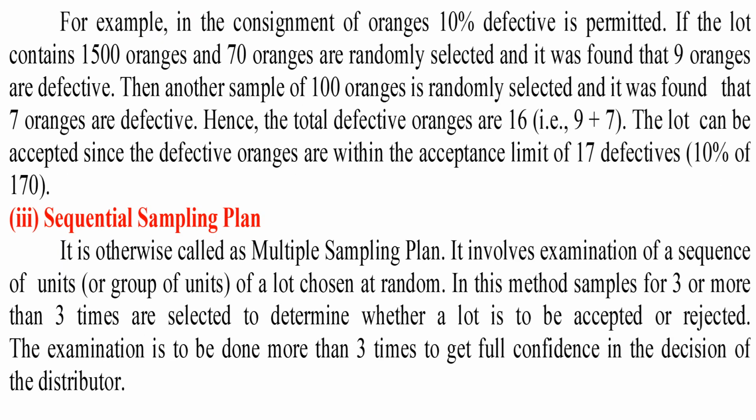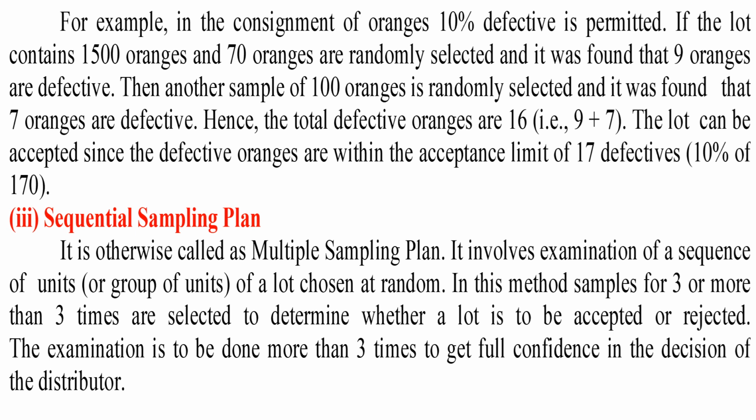For example, in the consignment of oranges, 10% defective is permitted. If the lot contains 1500 oranges and 70 oranges are randomly selected and it was found that 9 oranges are defective. Then another sample of 100 oranges is randomly selected and it was found that 7 oranges are defective. Hence, the total defective oranges are 16, that is, 9 plus 7. The lot can be accepted since the defective oranges are within the acceptance limit of 17 defectives, 10% of 170.